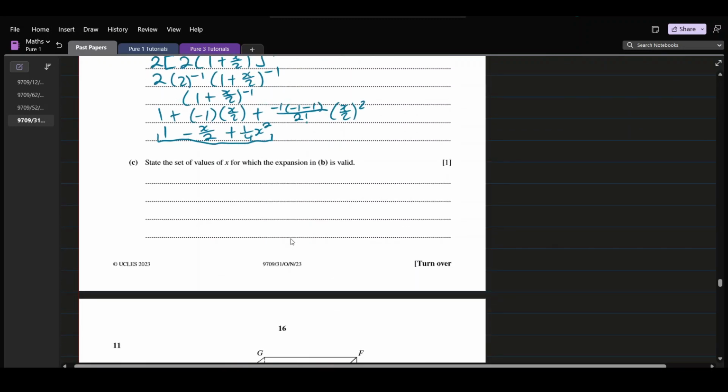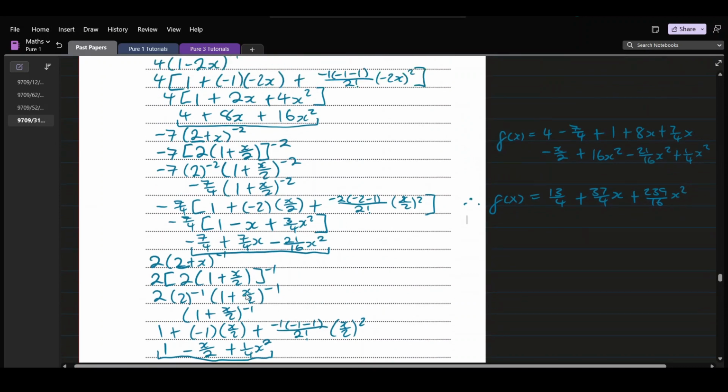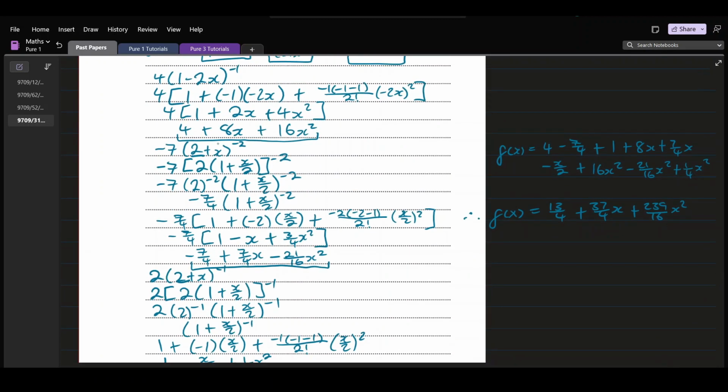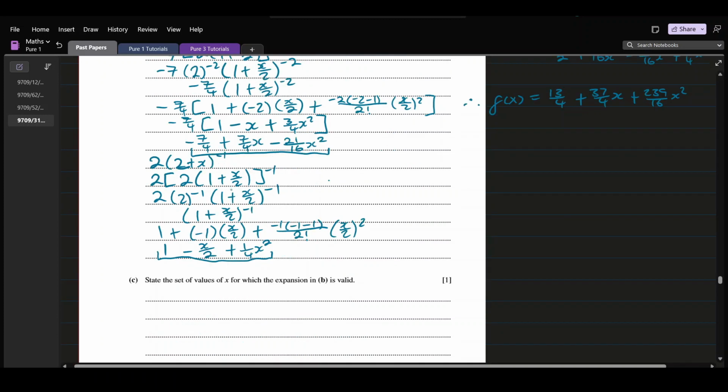Part C. State the set of values of x for which the expansion in B is valid. Okay, so if we go back to part B, you notice that when we expanded for the first one, our x was negative 2x. In the other two scenarios, we were substituting x with x over 2. So it was x over 2 that we were using.